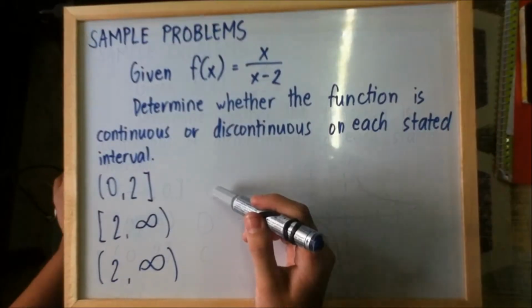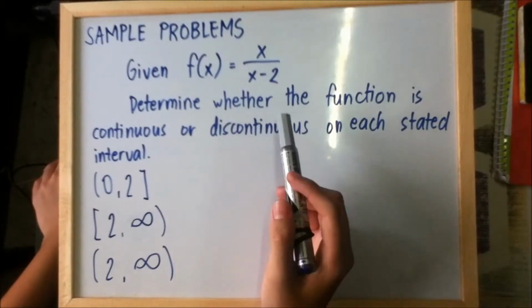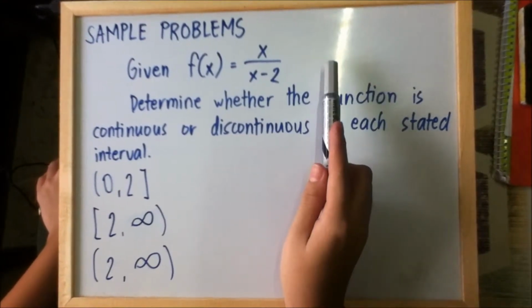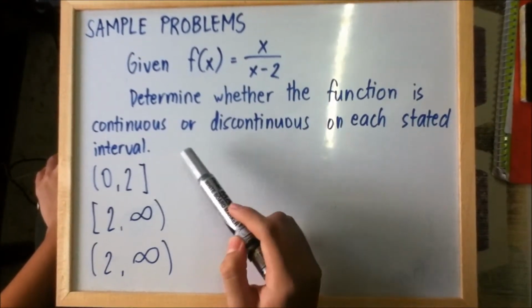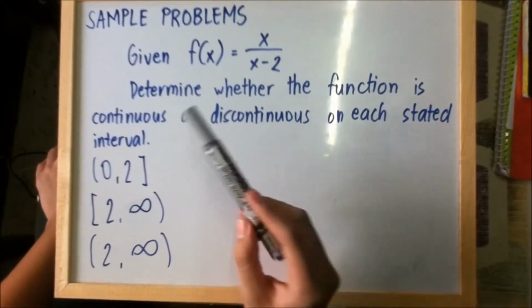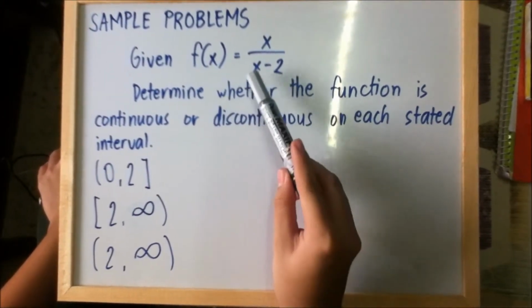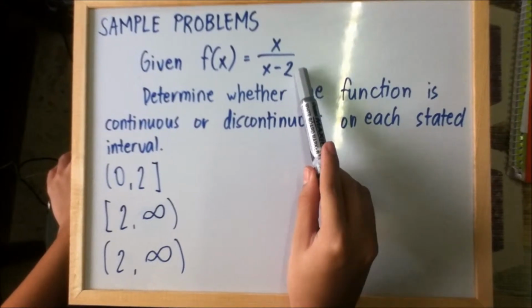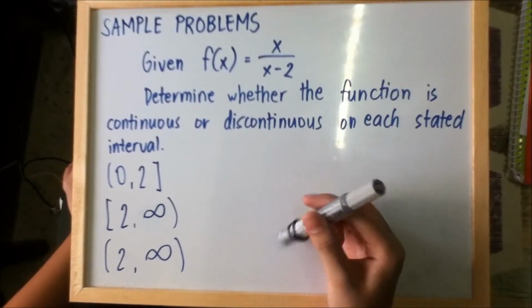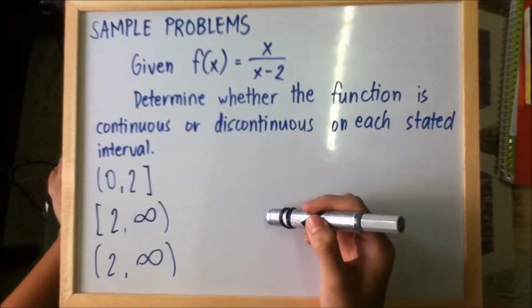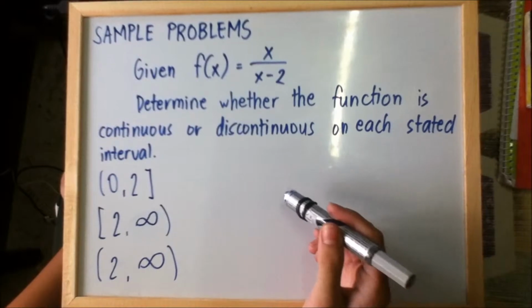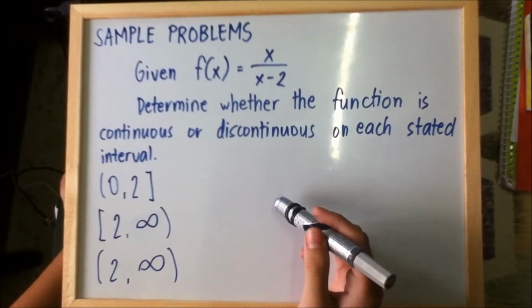So now let's try solving this given function f of x is equal to x over x minus 2 by substitution method. On the first interval, 0 up to and including 2, by direct substitution, we will have 2 minus 2 over here, which is equivalent to 0. And we know that in rational functions, the denominator should not be 0 or else it will be undefined and the graph will be discontinuous.